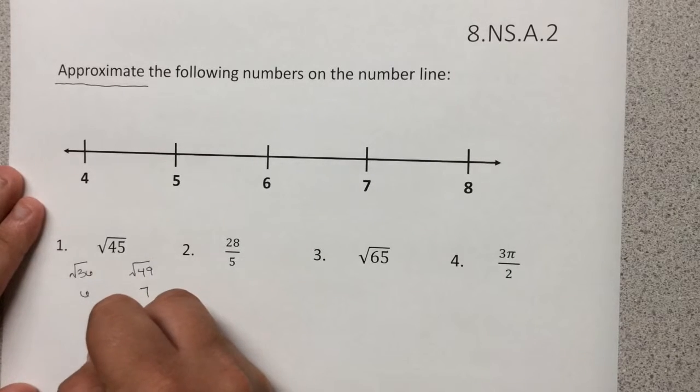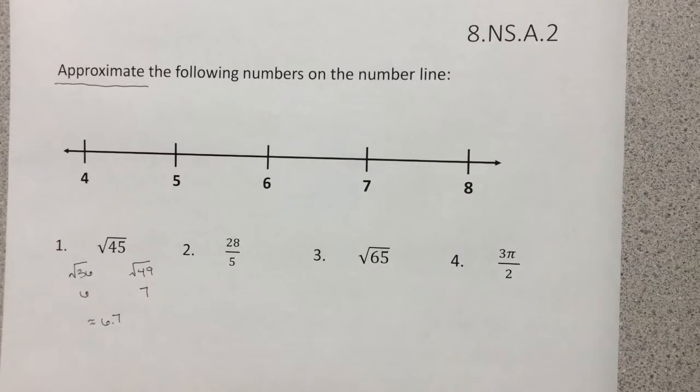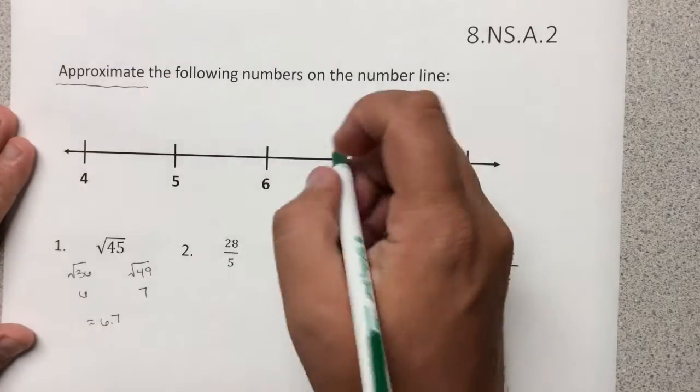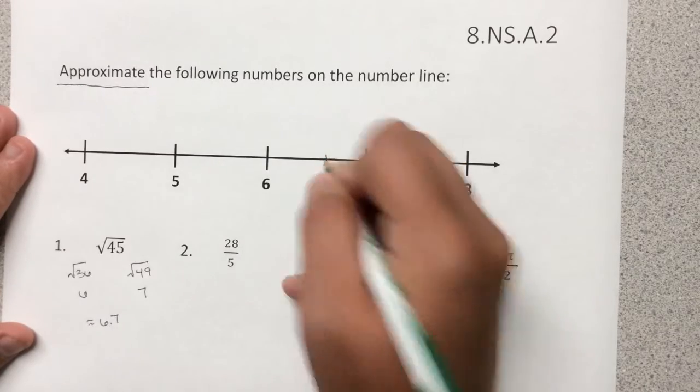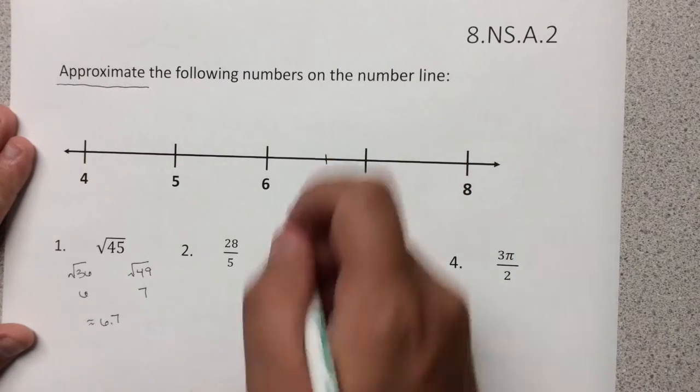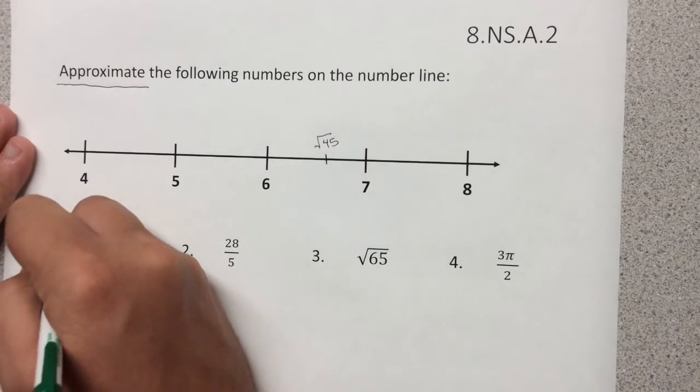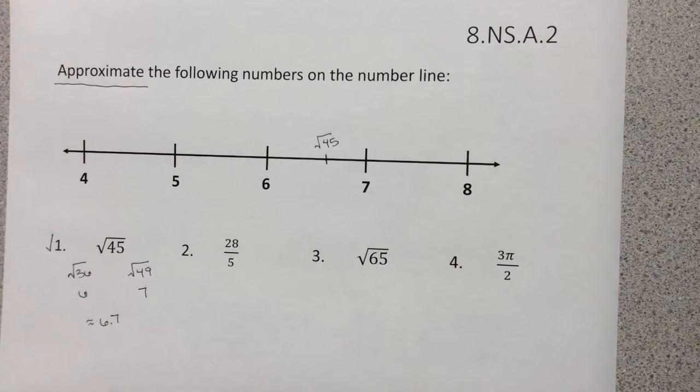So we are going to take a guess and say this is around 6.7. Again, it might be 6.6, it might be 6.8. That's not necessarily our concern with these problems when we're approximating. We just want to get as close to the real value as possible. So the square root of 45 is in between 6 and 7. We said about 6.7. So I'm going to put a mark at about where I think that is. Put down the square root of 45. And we're done with problem number 1.